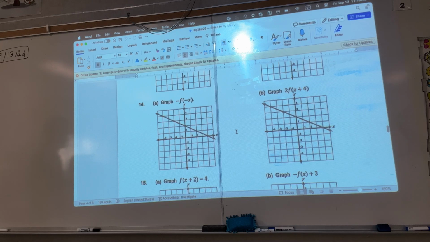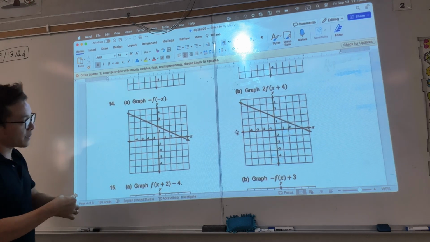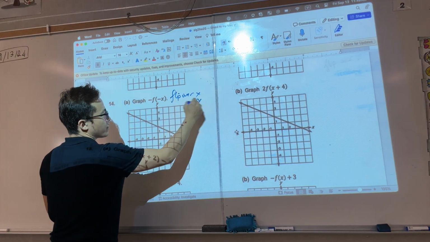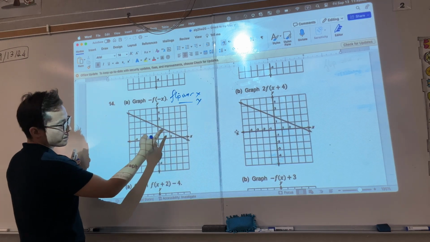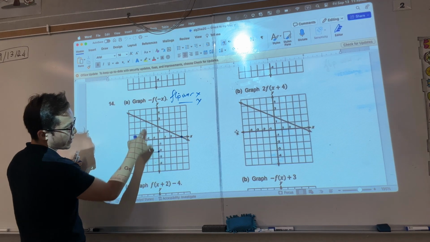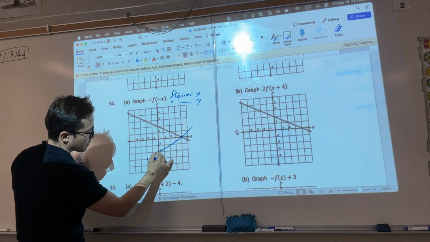14A. Oh, same thing, right? Flip to flip. So flip over x and flip over y. Okay? So I'm gonna flip over the x. This one is gonna stay the same. This flips over here. This one flips over here. For the line, this is more than enough.